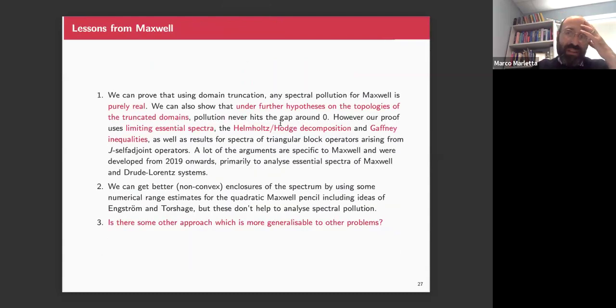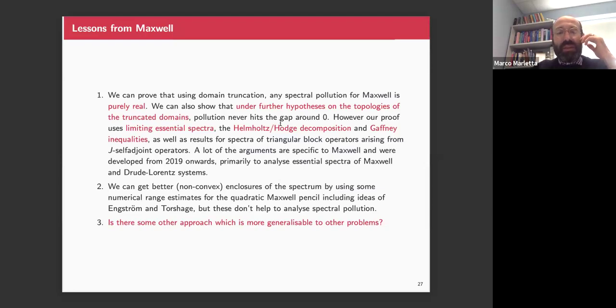So for this case, the essential numerical range is not good enough. And what we have to use is things called limiting essential spectra, which are studied by Sabina in her thesis. And we can show that if we use domain truncation, then spectral pollution for Maxwell turns out to be purely real, okay? So that's not at all guaranteed by essential numerical range.